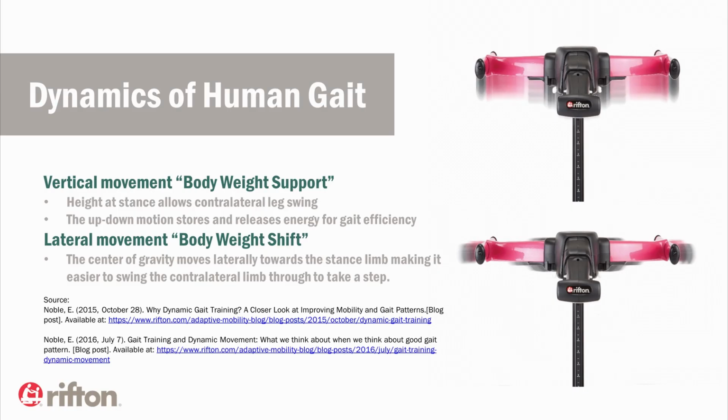So this up and down motion also contributes to the body's ability to store and release energy for that efficiency in gait. Lateral displacement of the center of gravity also follows a smooth sinusoidal curve, also with an average displacement of 5 centimeters or 2 inches, and this is referred to as weight shifting. During the stance phase of gait, the center of gravity moves laterally toward that planted limb, making it easier to swing the contralateral limb through to take a step.